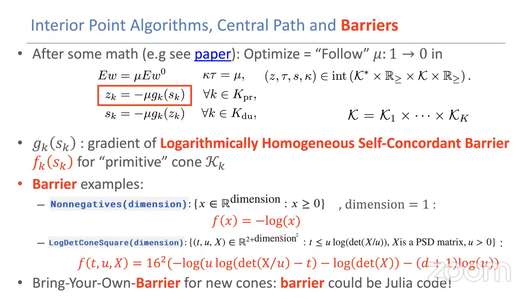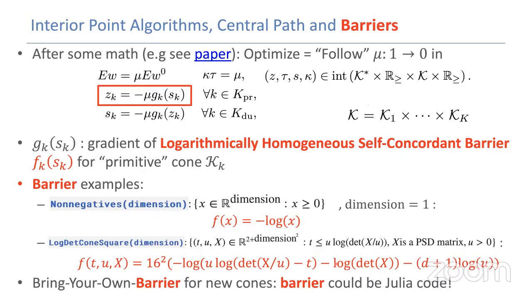But in addition, it has a lot of extra properties. It's a logarithmically homogeneous self-concordant barrier. I won't go over the details of what it means, but it gives you a lot of theory and a lot of properties that you can exploit in the interior point algorithm. It could be as simple as minus log of x for the non-negative ray. If you have a slightly more complicated cone like the log determinant cone, you get a slightly more complicated barrier. But the key is, if you want to introduce a new cone, the only thing you need to do is figure out what a logarithmically homogeneous self-concordant barrier for that cone is. And this could be an expression, it could be a function, it could be a Julia function.